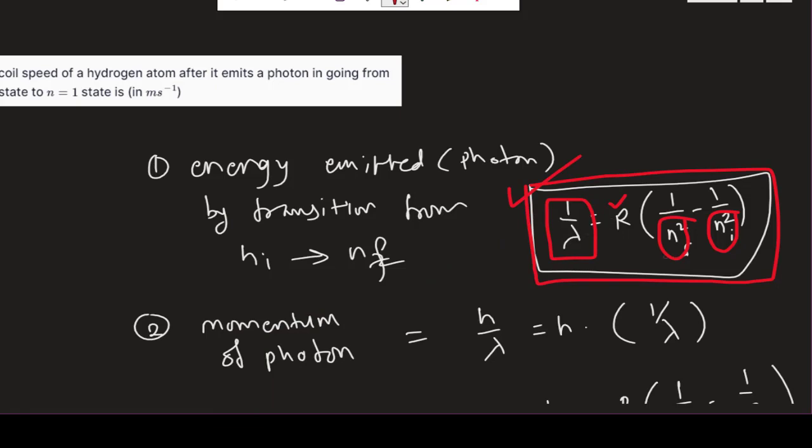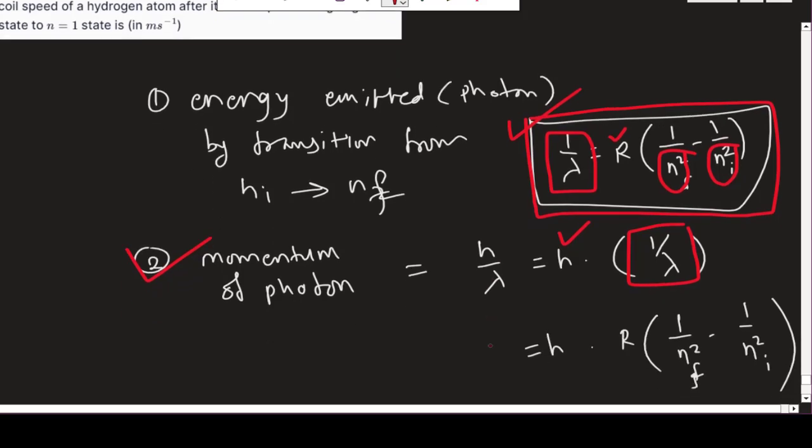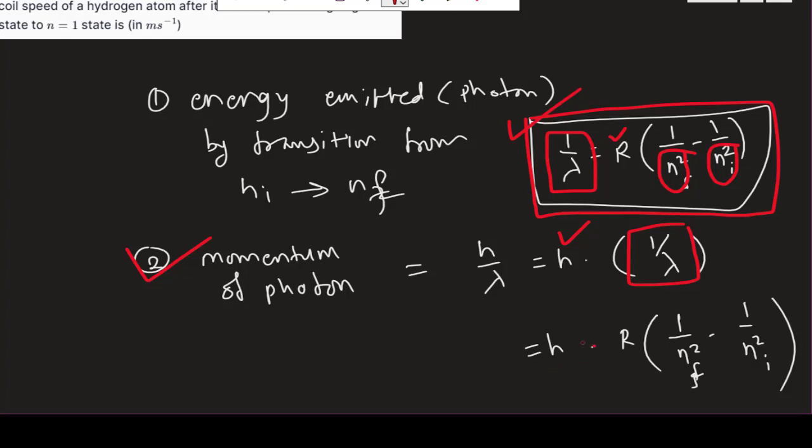So once we have calculated that value of 1 upon lambda, the next thing is we have to calculate the momentum of the photon. So momentum of photon is given by h upon lambda, where h is the Planck's constant. Now we have already calculated the value of 1 upon lambda in the first step, so we will just plug in that value. So the momentum of photon will be given by h, that is Planck's constant, into whatever we calculated in the first step.